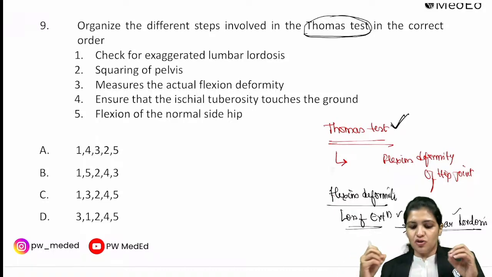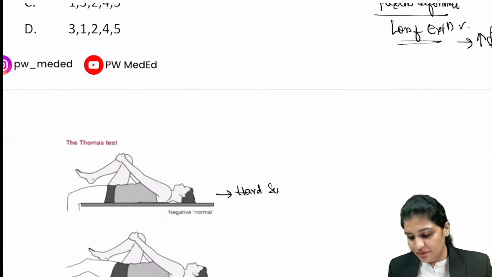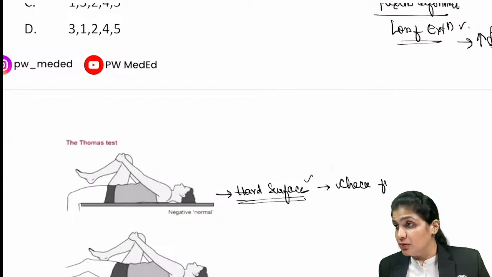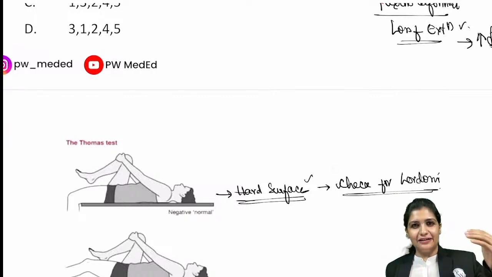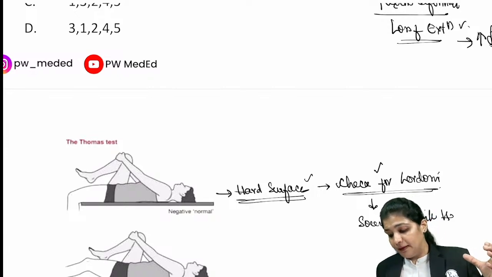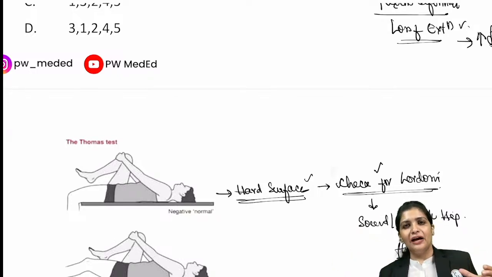So how do we do this? First the patient should lie on a hard surface. That is the first prerequisite. The patient is asked to completely relax, and you check for the lumbar lordosis. Once you confirm that there is an exaggerated lumbar lordosis, you take the sound limb, the normal limb, and flex it. This flexion of the hip means the thigh of that limb should touch the abdomen.